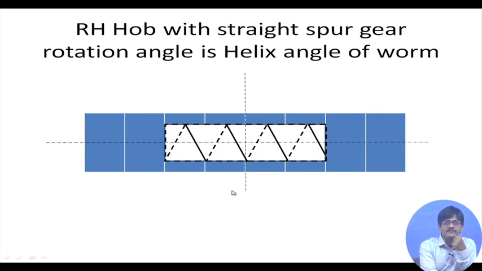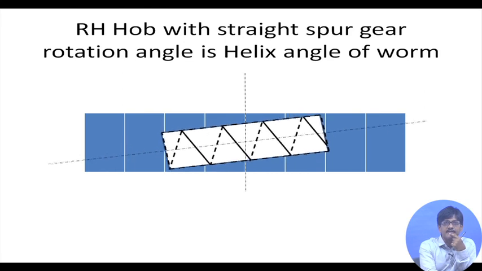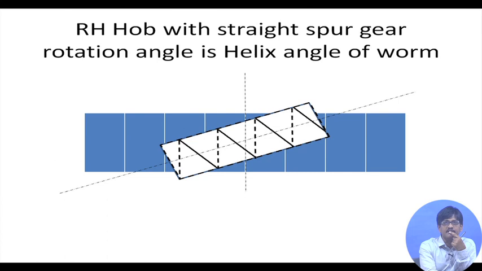Now, let's give it a rotation and see what happens. Yes, this seems to be it. Therefore, the dotted lines are matching with the direction of the teeth being cut, and therefore we say that for cutting a spur gear with a right hand hob, the rotation angle is simply the helix angle of the worm.